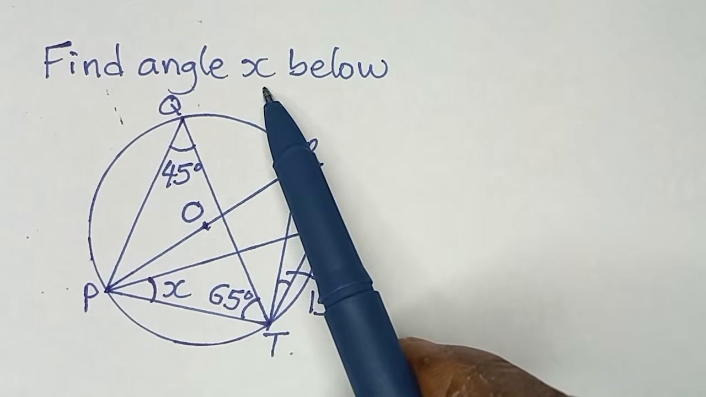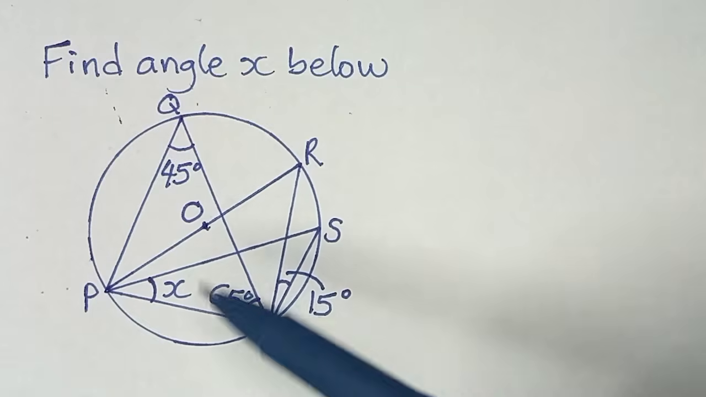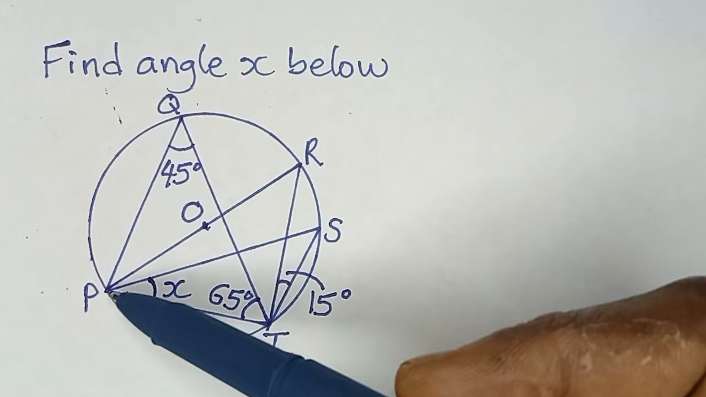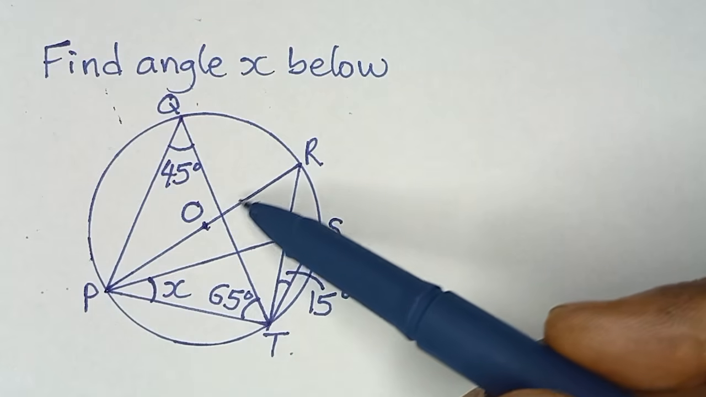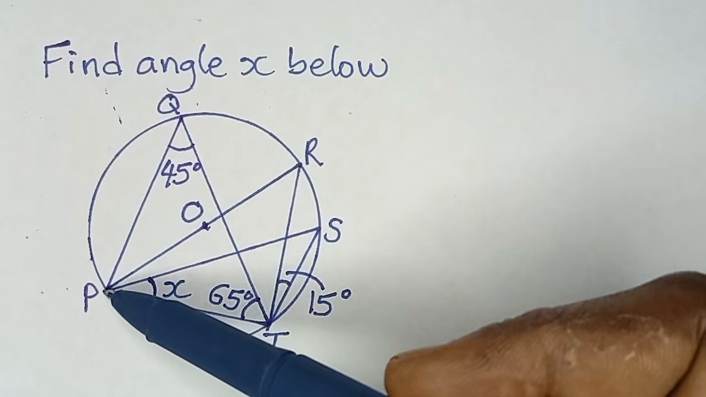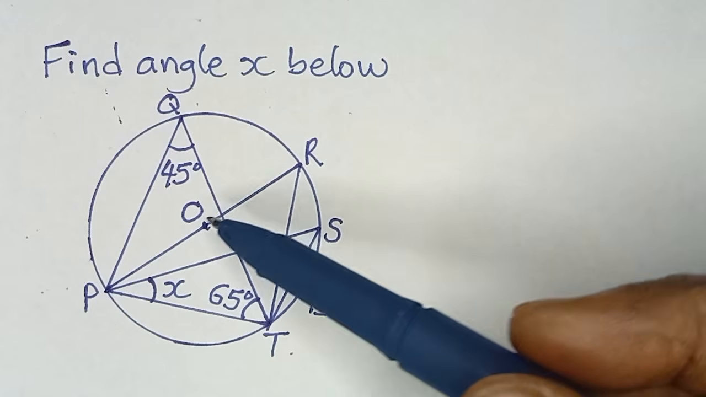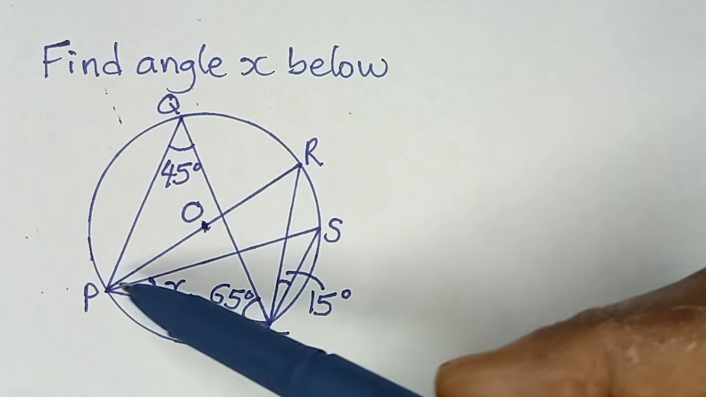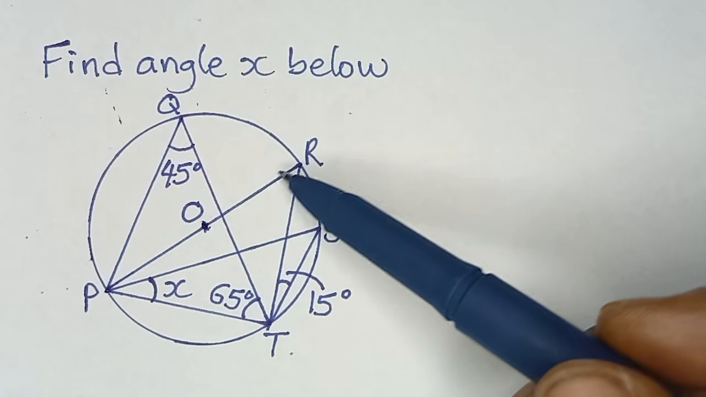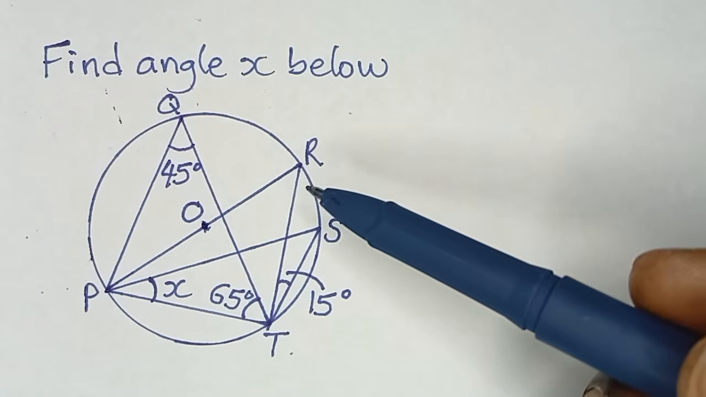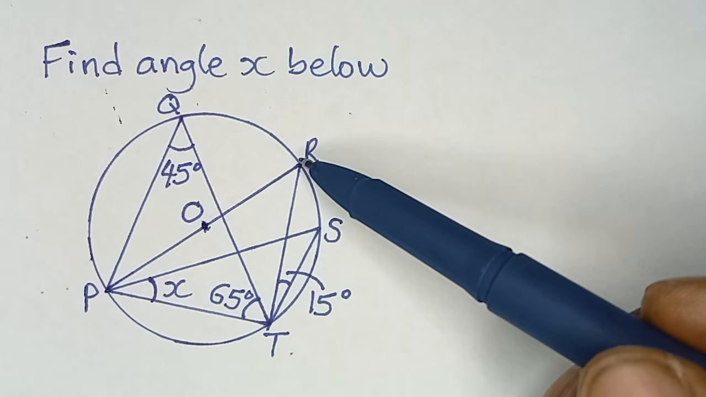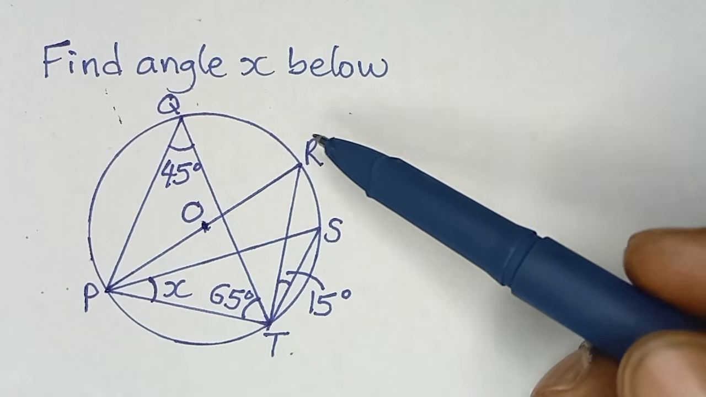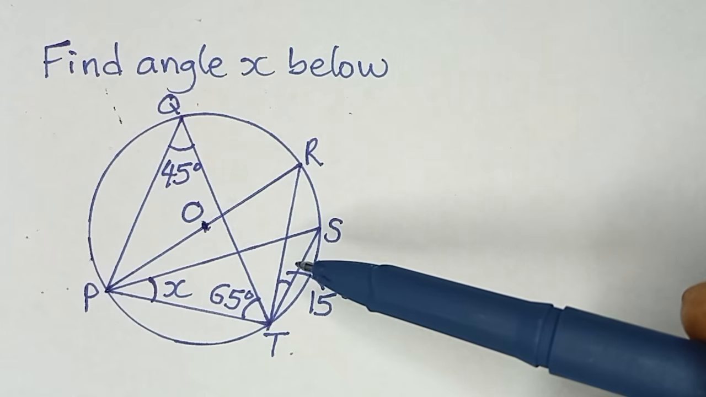Find angle X below. For us to find this angle, the first thing I want us to look at is this line POR. The line is passing through the center of the circle. So anytime you see a line passing through the center of the circle, you identify that line as the diameter line. And the first theorem that should come to your mind with respect to that line is that angle in a semicircle is a right angle.